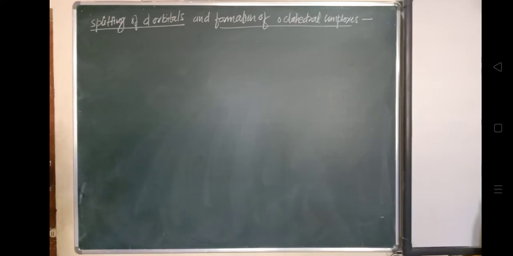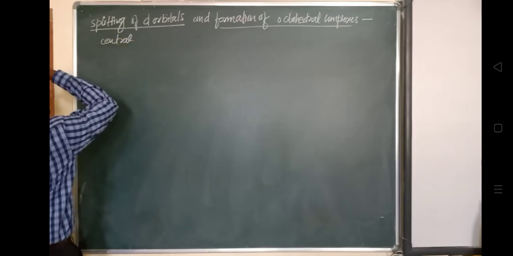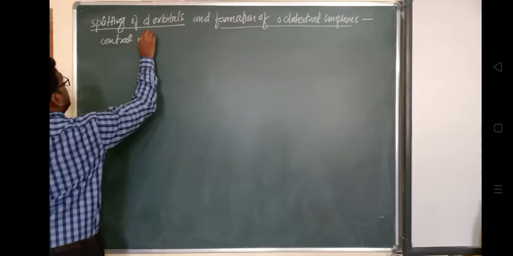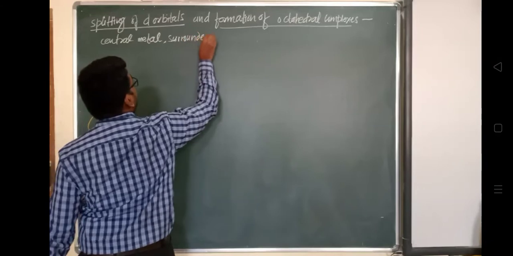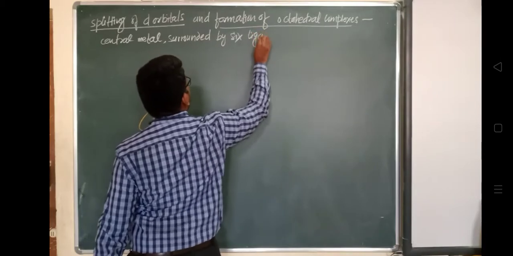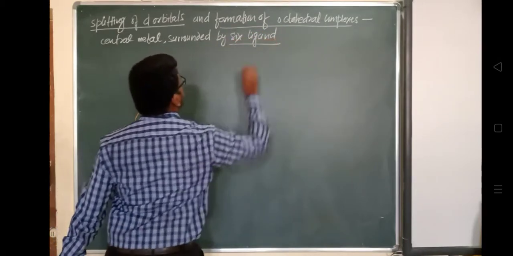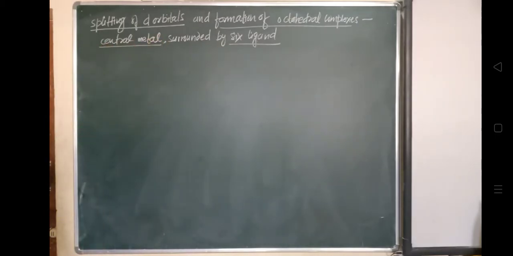So in an octahedral environment, the central metal ion is surrounded by 6 ligands. In case of an octahedral complex, the central metal is surrounded by 6 ligands. We have seen this structure in valence bond theory also. So the ligands approach the metal ion along the x, y, and z axes. So there are three axes.